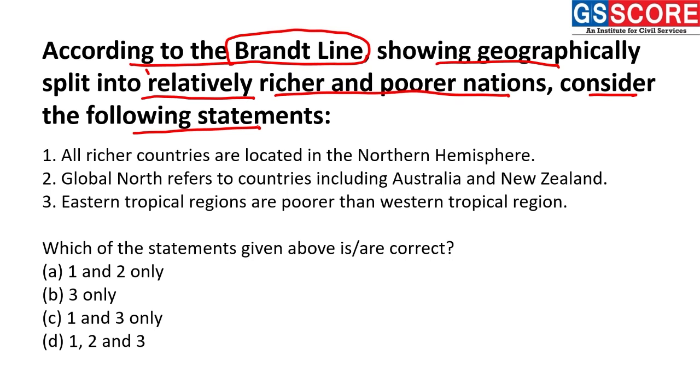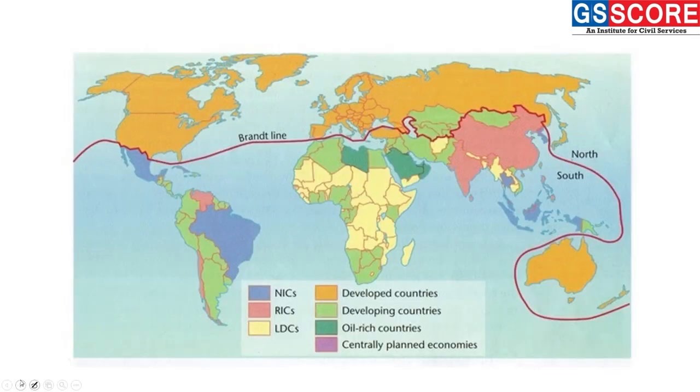Statement 1 is, all the richer countries are located in the northern hemisphere. Is this statement correct or incorrect? Think. We will see the second statement. The global north refers to countries including Australia and New Zealand. Is this statement correct or incorrect? Statement 3. The eastern tropical regions are poorer than western tropical regions. Is this statement correct or incorrect? We will be looking at all the 3 statements through a map which is present here.